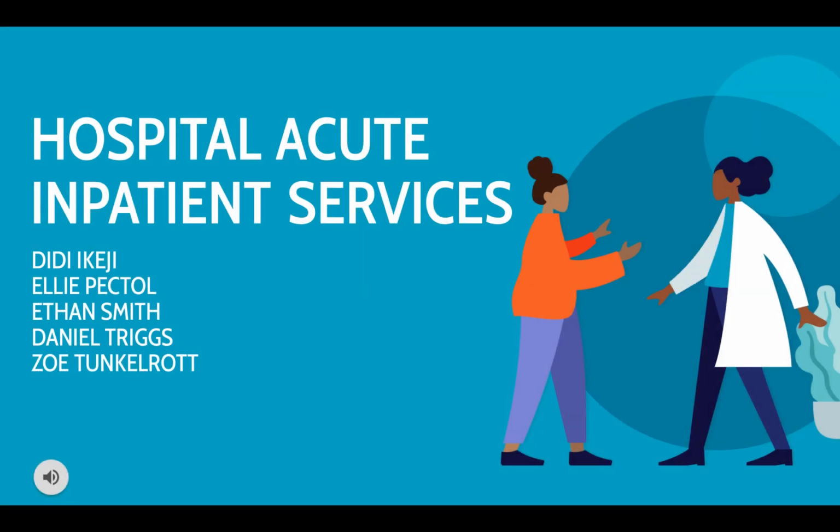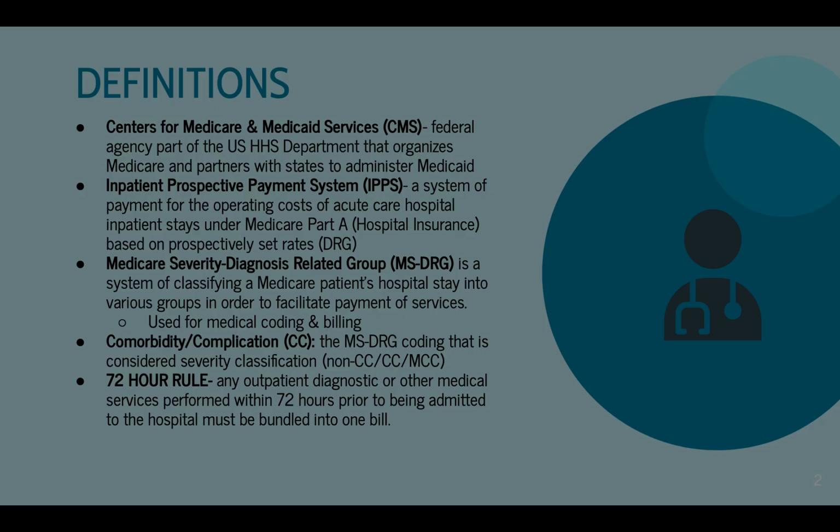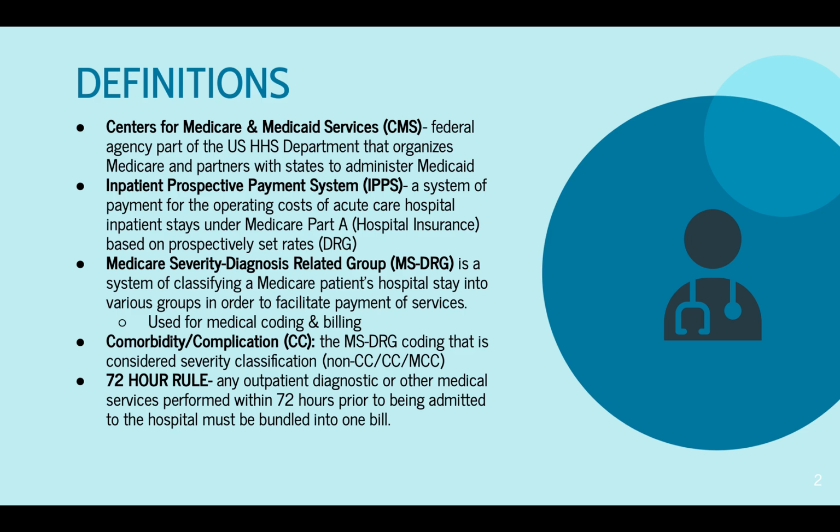Our presentation is on hospital acute inpatient service. First, let's begin with definitions. First, we have CMS. It's a federal agency that regulates and organizes Medicare and partners with states to administer Medicaid. Next, IPPS, which is a system of payment for operating costs for hospitals, and this is for inpatient stay. Next, we have MS-DRG, which is a classifying system for patient stay just to categorize their treatment and care.